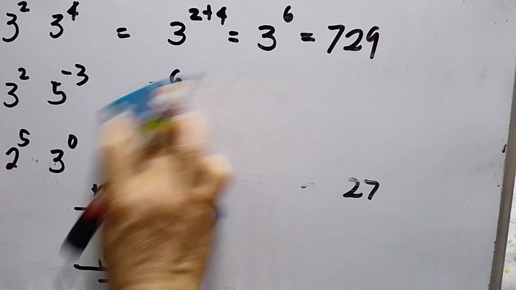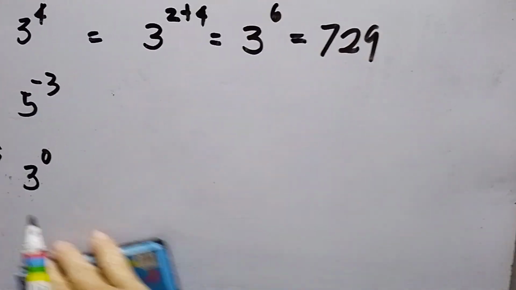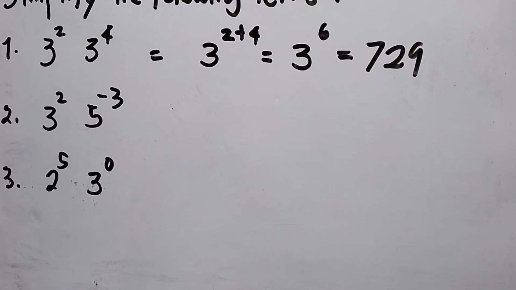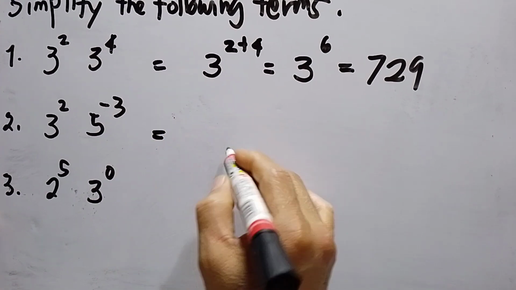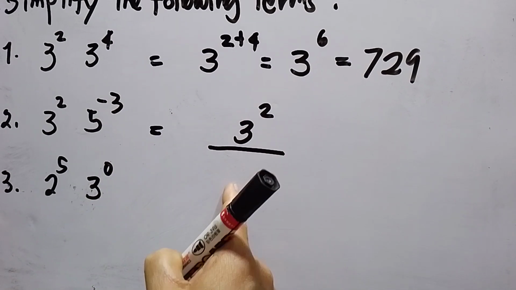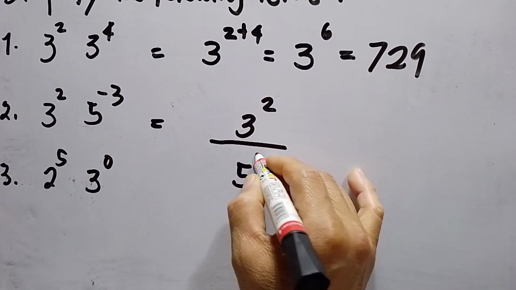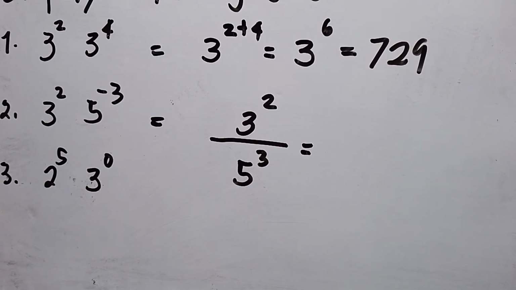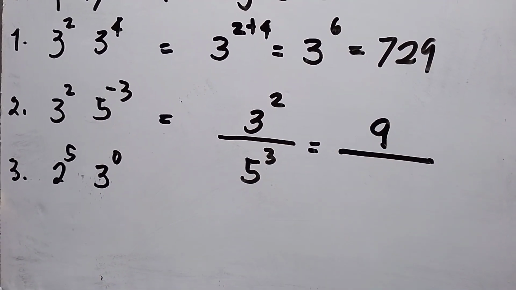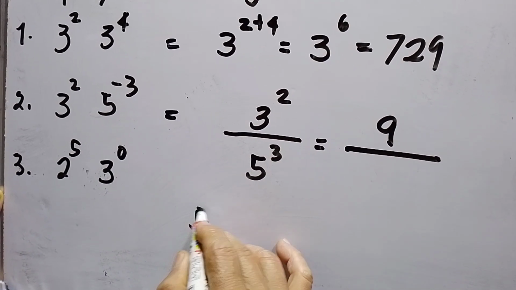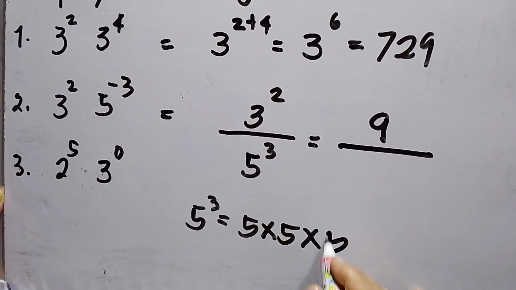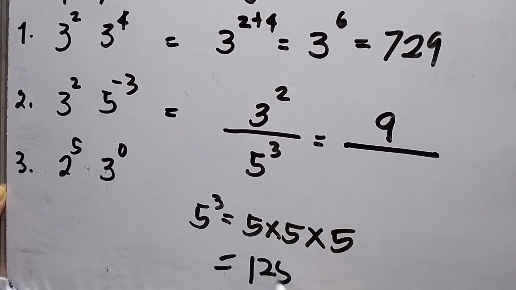Now let's go to number 2. Number 2 is 3 raised to the second power times 5 raised to negative 3. So this will be 3 squared. Take note, this is negative, so I need to write in the denominator, and then the exponent must be positive. So what is 3 to the second power? 3 to the second power is 9, because 3 times 3 is 9. This one, 5 to the third power, so multiply itself 3 times, and we know that this is 125.